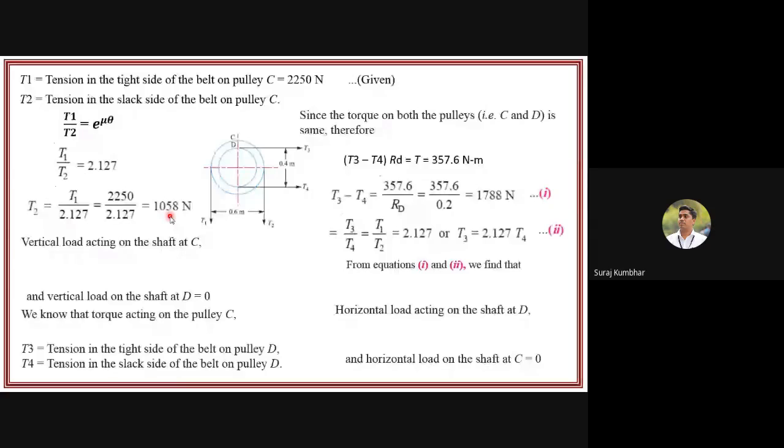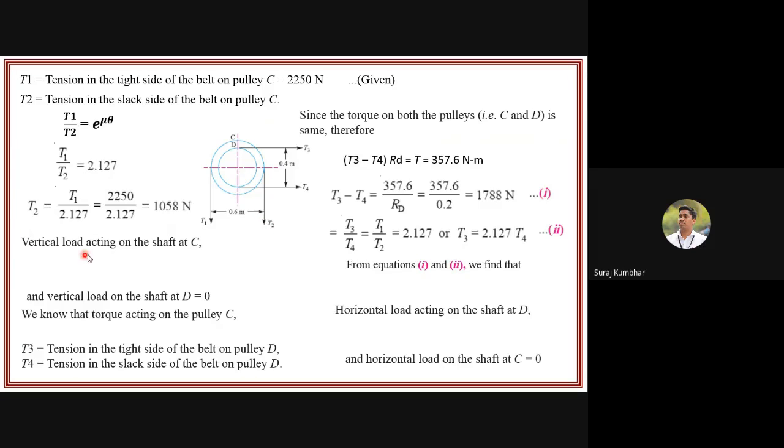So here first we are going to find out the tension in that particular belt. In the earlier problem they had already given you T1 and T2, so we could directly find out the load on that particular pulley, that is the addition of T1 and T2. But here they have given you only the T1 value, so here your task is to find out T2.